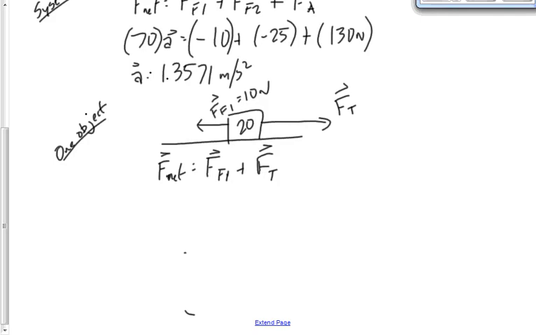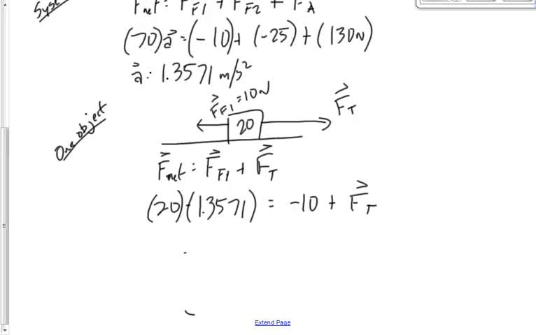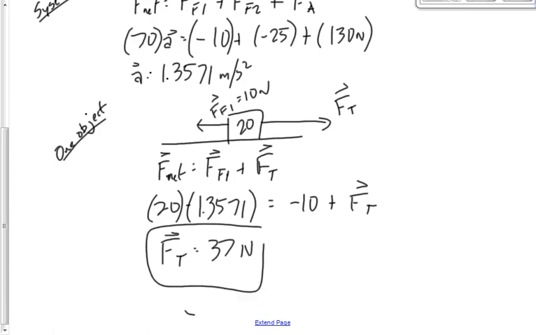Yeah, just the 20. I've told you to use the mass of the whole system, but if we're analyzing just the 20, that is the system now, right? The smaller internal system. 20 times A, we know what A is, 1.3571. If the whole thing accelerates at that rate, then each individual object does as well. FF1 was negative 10, FT is whatever. Do the math there, we end up getting 37 newtons. 37 newtons rounded to 2 digits there.